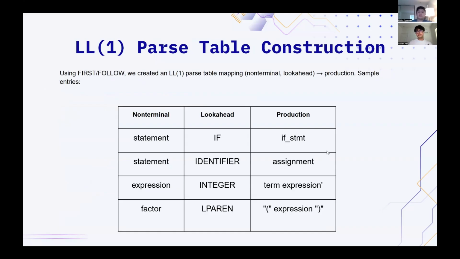Moving into our parse table construction, we use first and follow sets. We created an LL1 parser table mapping a non-terminal and look ahead to a production. And here are some sample entries. We have non-terminal, look ahead, and production, and within the non-terminal, we have statements, expressions, and factor. Within the look ahead, we take if, identifier, and integers. And in production, we have if and then assignments, term expression, and expressions with quotations.